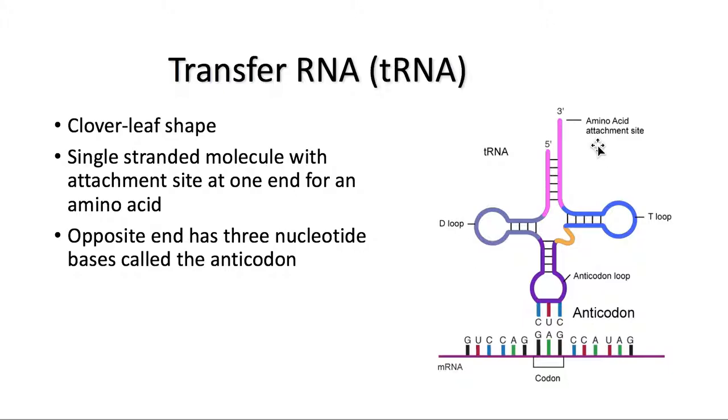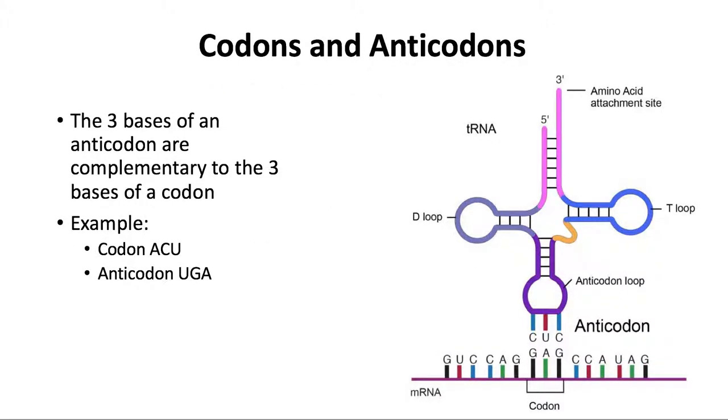And the opposite end has 3 nucleotide bases called an anticodon, which is right here, okay? So what is an anticodon? Because we learned about the codon. The codon's on the mRNA, right? GUCCAG, right? That's the codon. And it turns out that's on the mRNA, but on the tRNA are these things known as anticodons. So an anticodon is 3 bases that are complementary to the 3 on the codon. So for example, if the codon is ACU, the anticodon would be UGA.